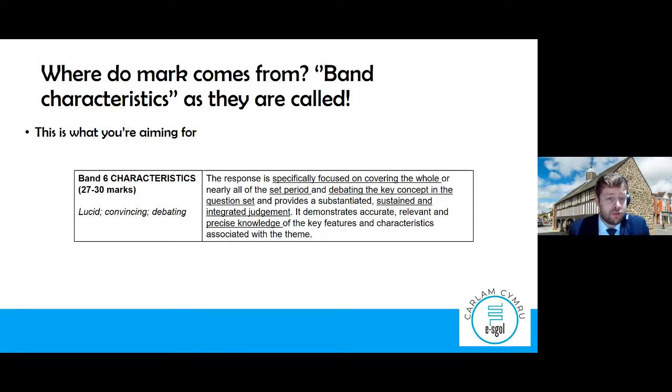They're from band characteristics. And this ultimately, obviously, is what we're all aiming for, isn't it? Right? We're aiming for absolute top marks, as high as we can possibly get. And you should be, right? You shouldn't let anything hold you back. Try and aim for those really top marks.